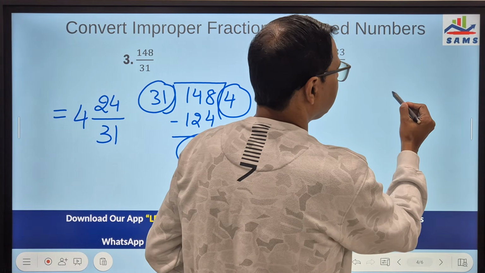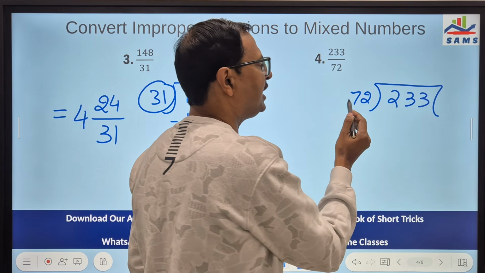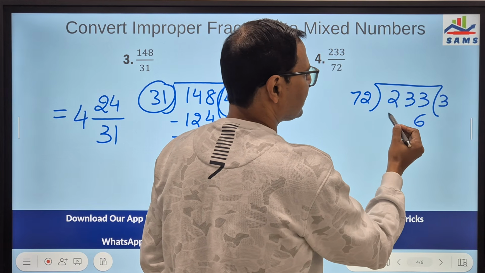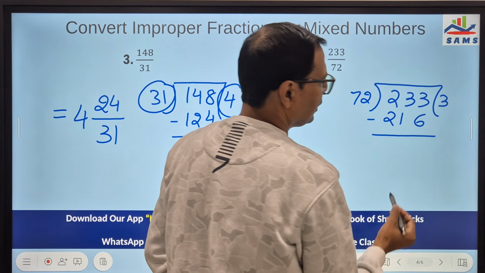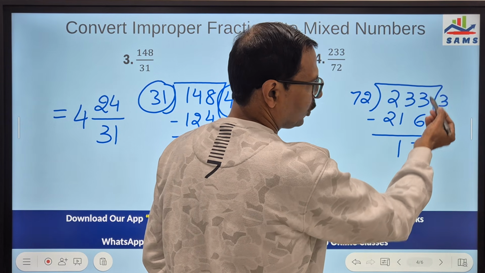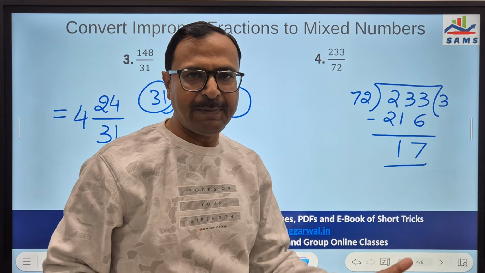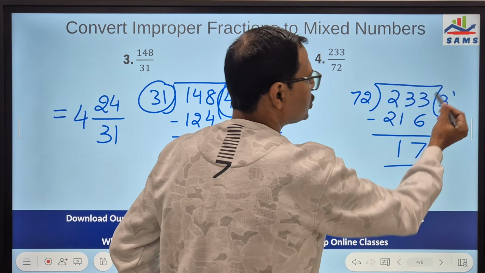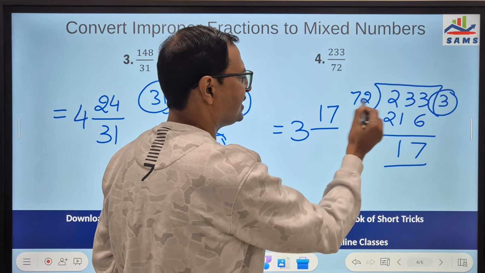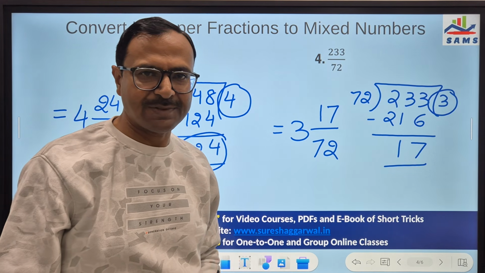Likewise 233 and divide that by 72. So 70 into 3 is 210. So 3 times will be 3 2s are 6, 3 7s are 21. Subtract, you get 7 and 1, 17, and there are no more numbers here. So 17 is smaller than 72. So 17 is the remainder. And so what is the answer? Quotient 3, the remainder 17 and the divisor 72, which is the mixed number representation of this big improper fraction.